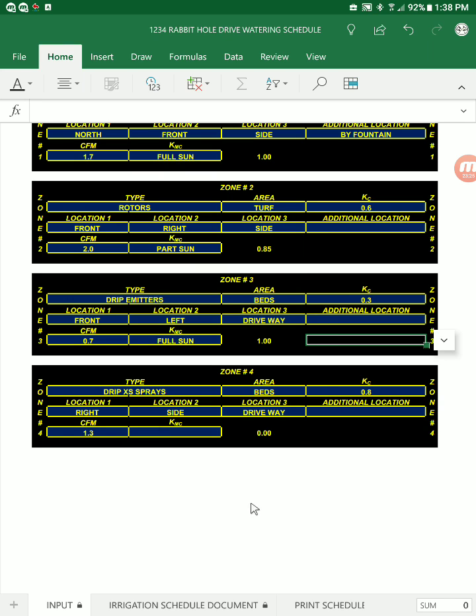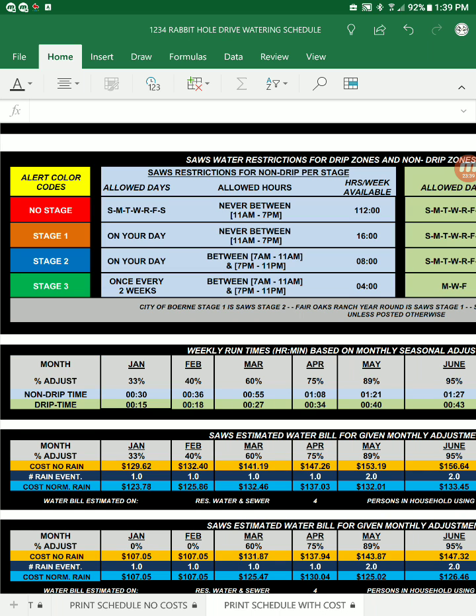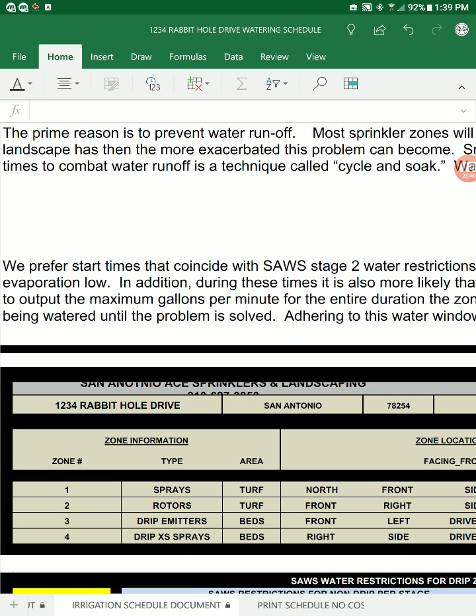I'm completely done here. Before I print anything, or start sending this out to a customer, or do anything with this whatsoever, I like to come over to one of these two tabs with just the schedule. Either one, it doesn't really matter. What I want to do is just an overview. I could look at my schedule and go into my irrigation document. This is the one we email out.